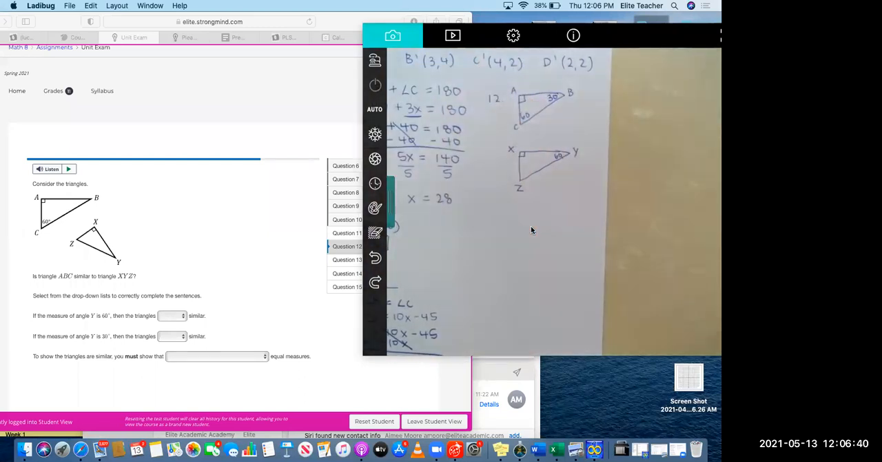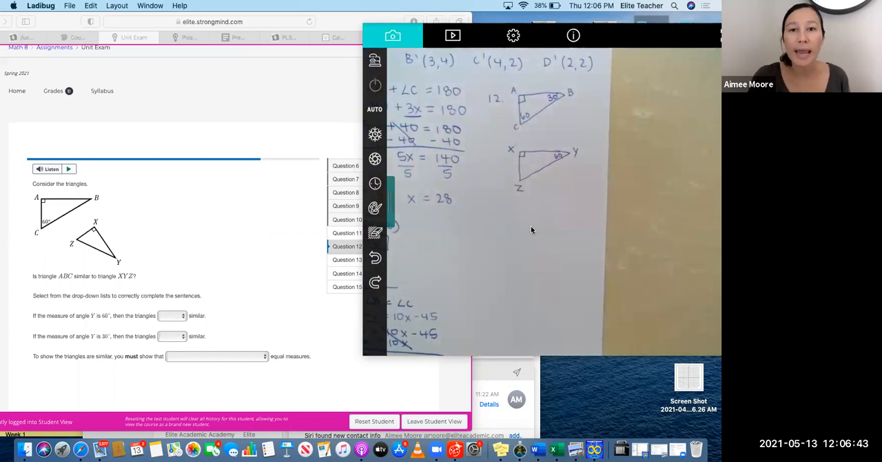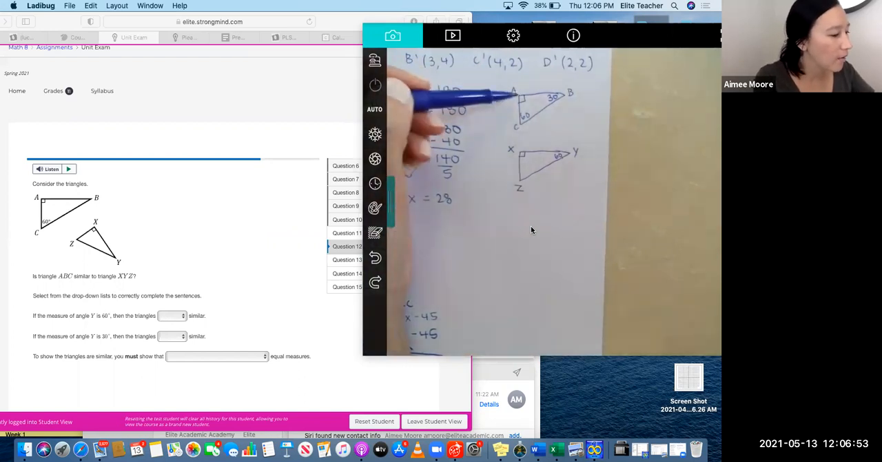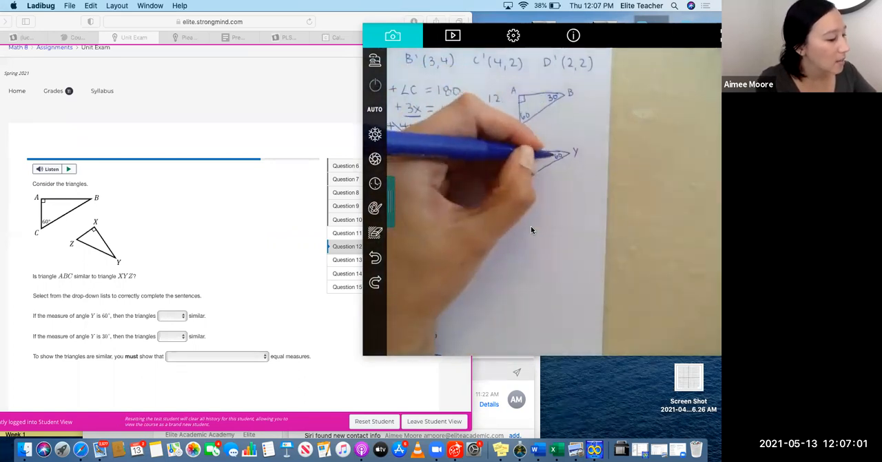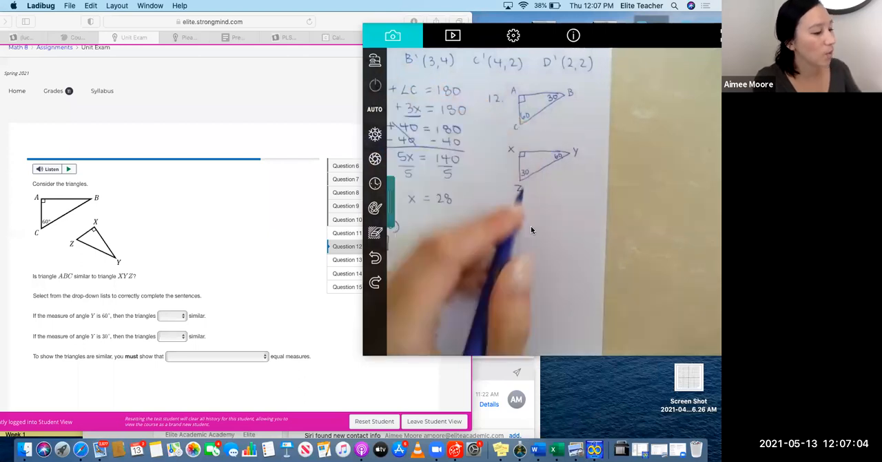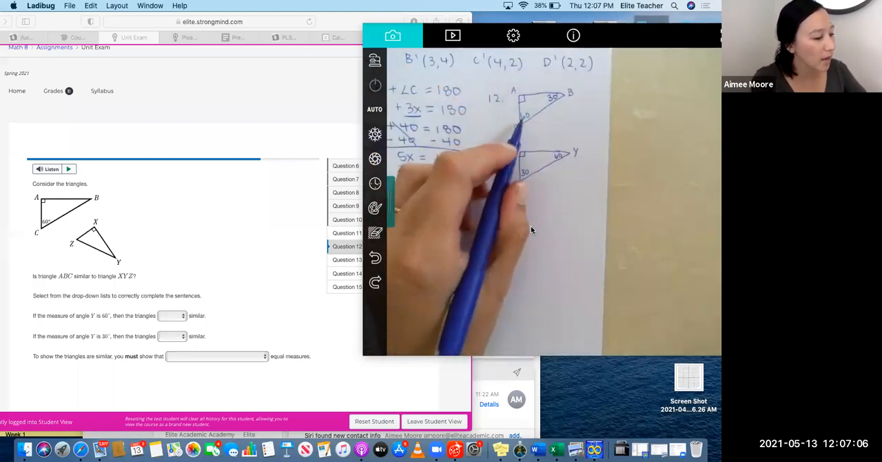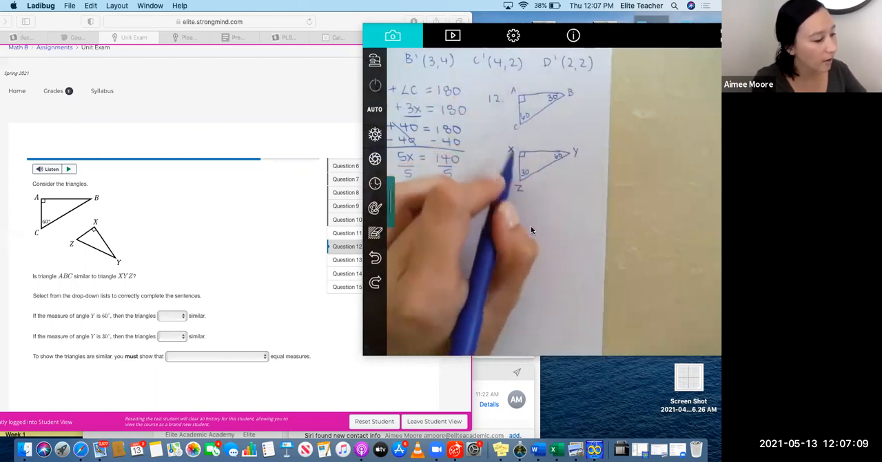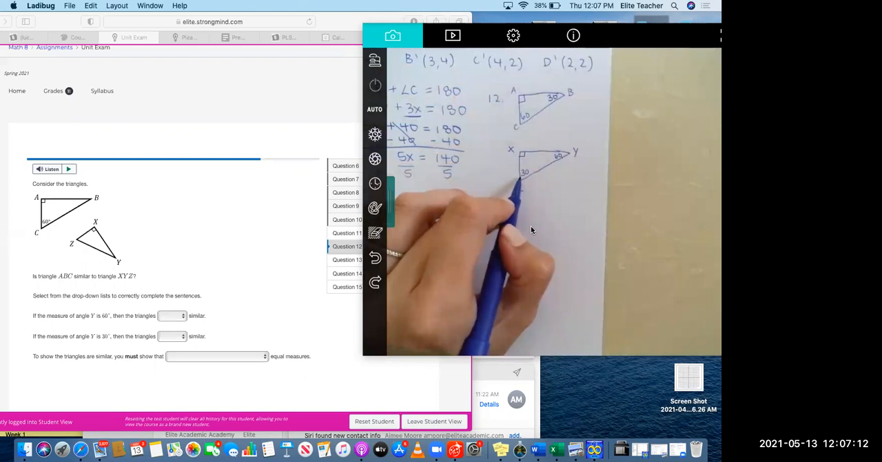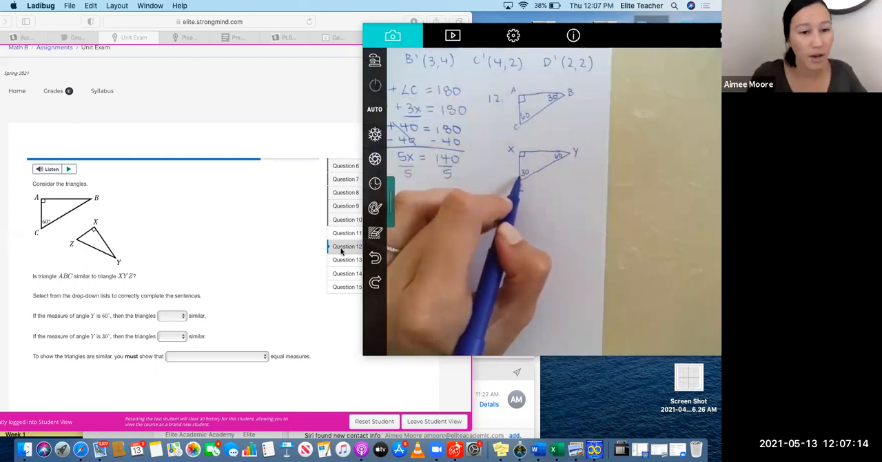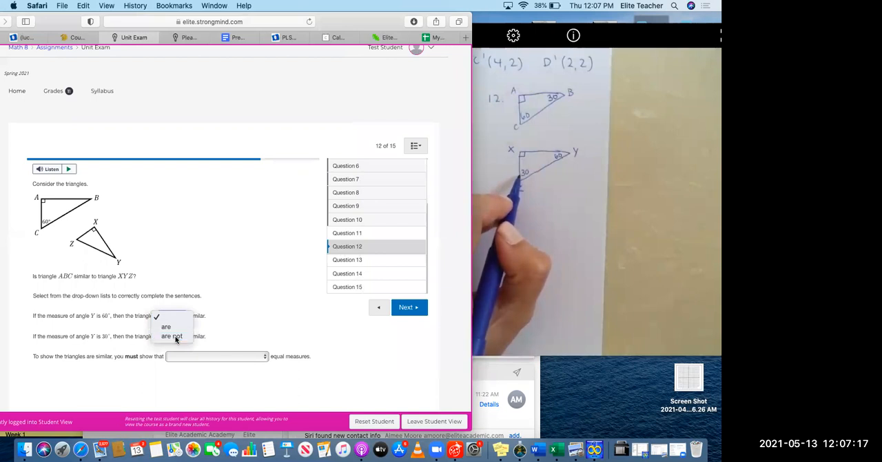And then remember, similar triangles, their corresponding angles are always equal. So the same angle in the same triangle has to be the same, even if the sides are larger or smaller. So angle A and X, those corresponding angles are equal, but angle C and angle Z, this one's 60 and this one's 90. This one would be 30, right? So are those corresponding angles equal? No. So are these similar triangles? No. So these are not similar.